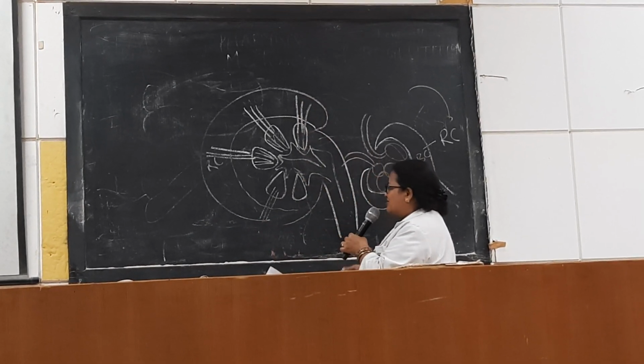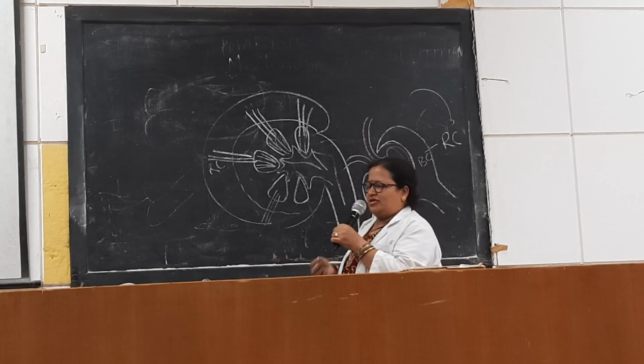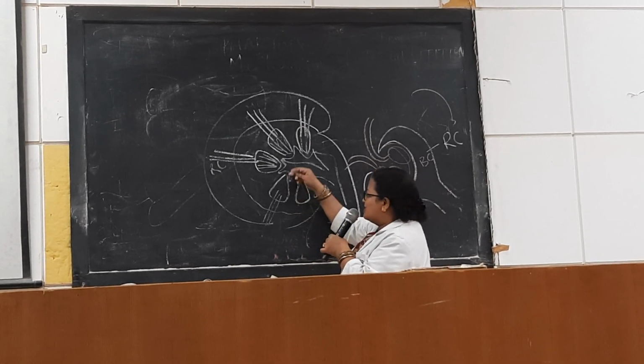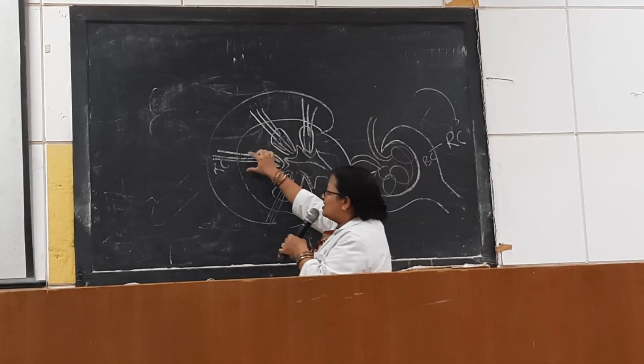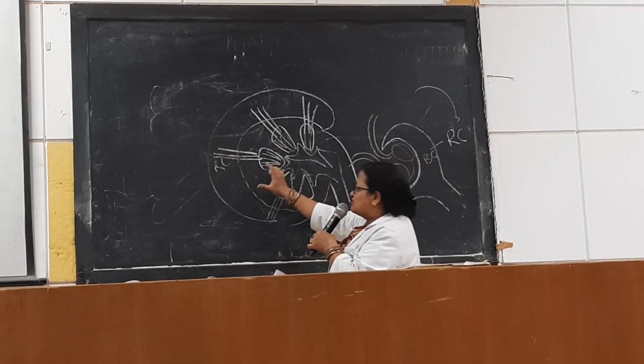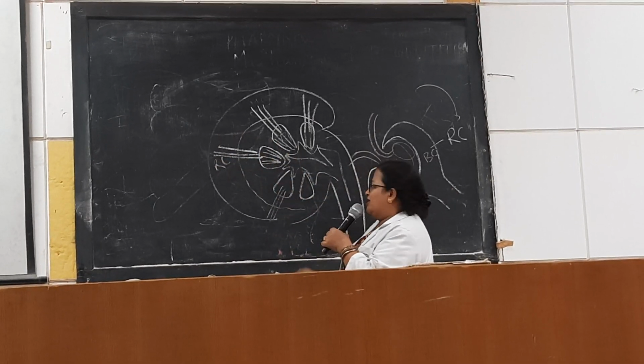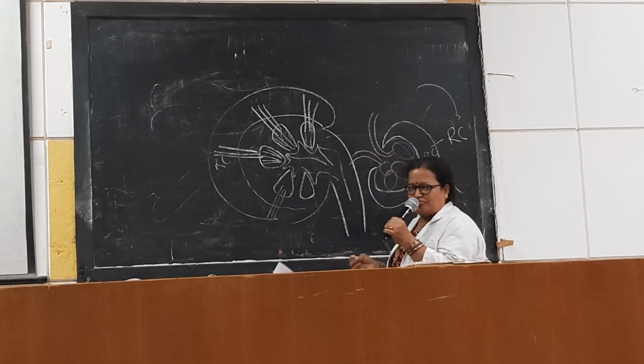Then first, what is a renal lobe? A renal lobe is one pyramid along with the adjacent cortex. And what is a renal lobule?